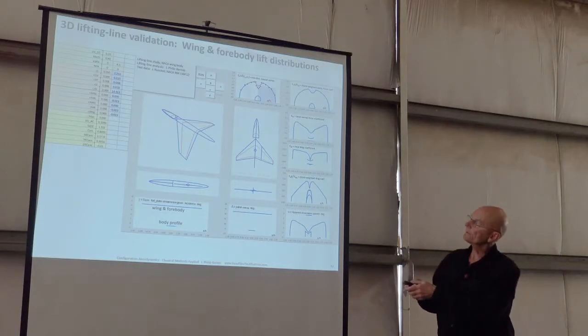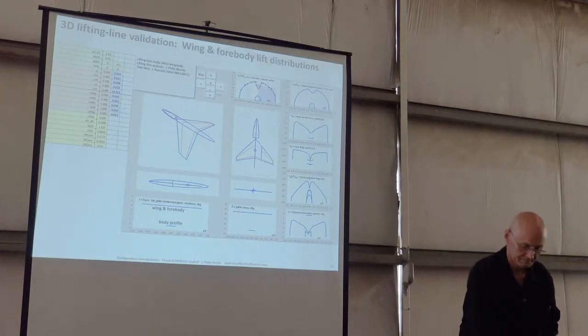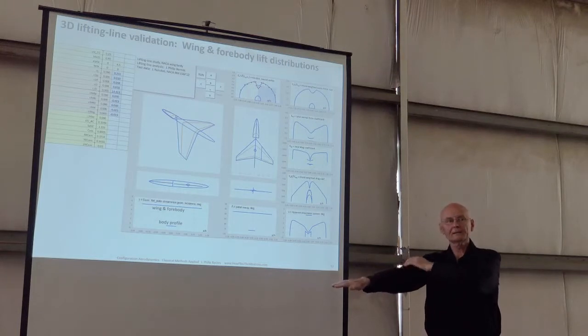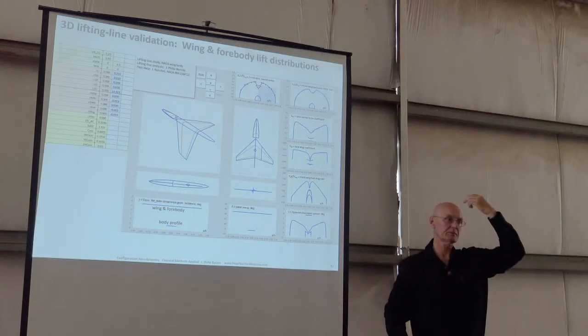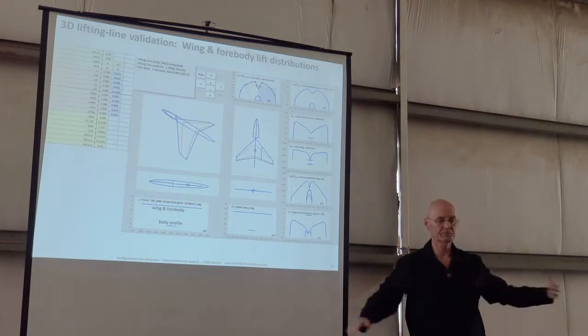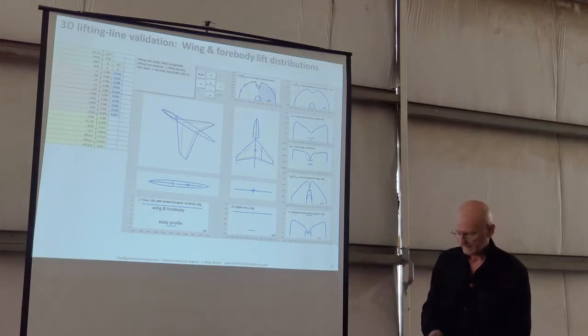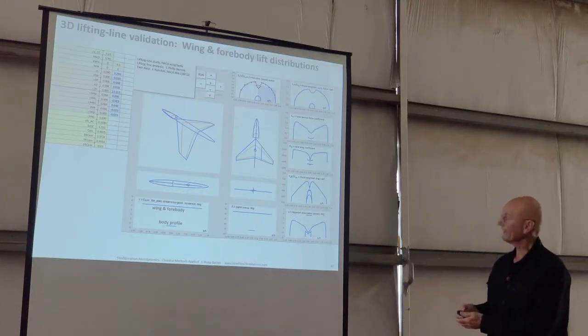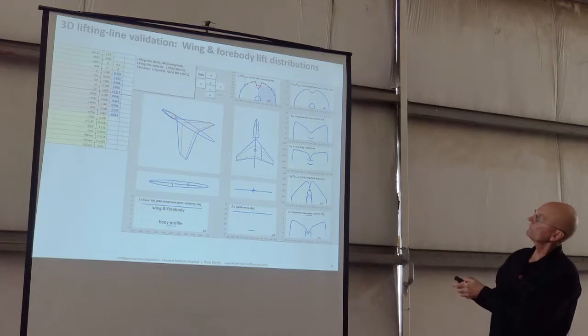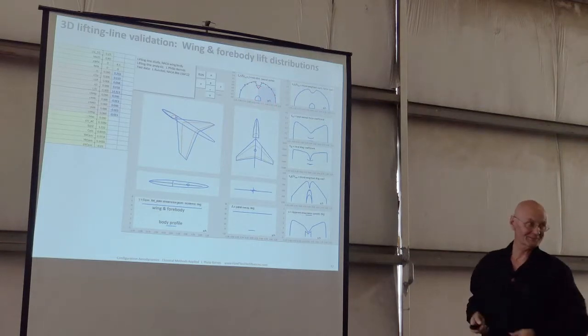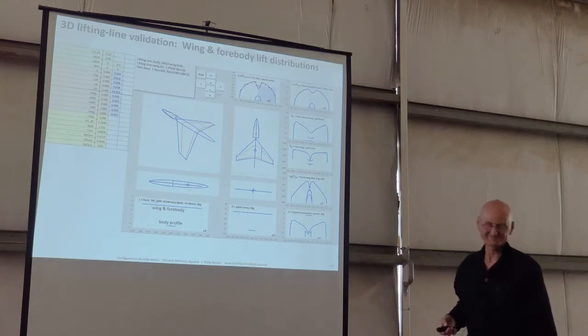And what they did for this particular model was that they put pressure taps all over the wing, and then they put pressure taps all over the center body, where the wing passed through the body, if you will. And so that gave us this test data, which is the red symbols, and the blue curve is the calculation. And this little dome down here is the lift of the forebody.